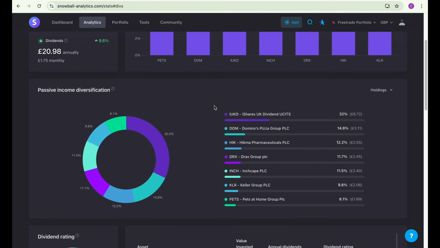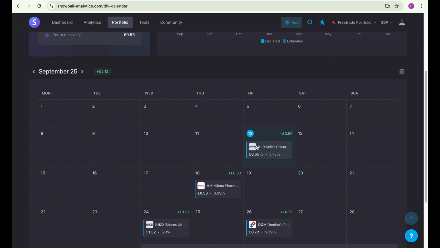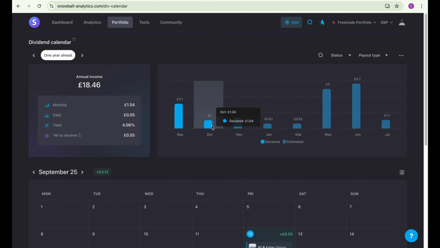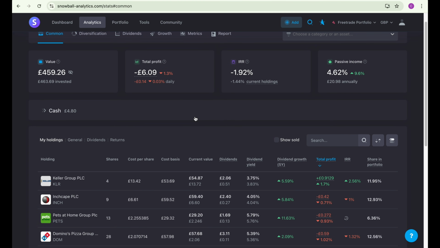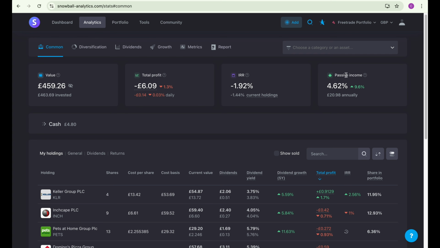If we have a closer look, we can actually see I'm set to receive my first dividend payment on the 12th of September, where I'm going to get 55 pence from Keller Group, and I've actually got 3 further payments this month, which is very exciting as this is my first month receiving dividends in this account. Something I absolutely love about Snowball is that it breaks down exactly what you're expected to make in the coming months, and you can even look at the year ahead. With my consistent monthly contributions, I've no doubt this income will continue to grow steadily.